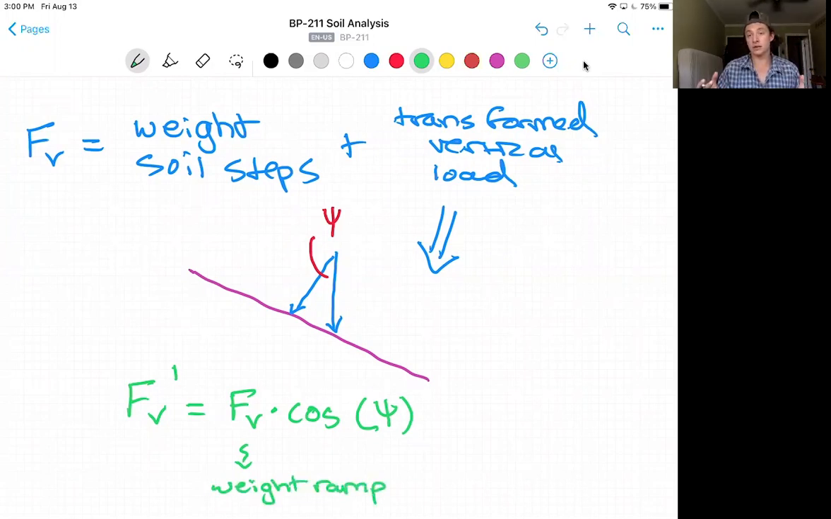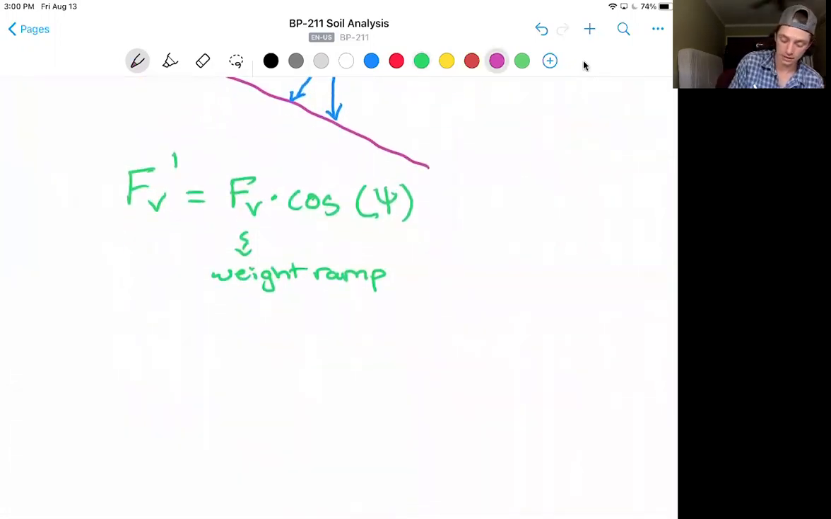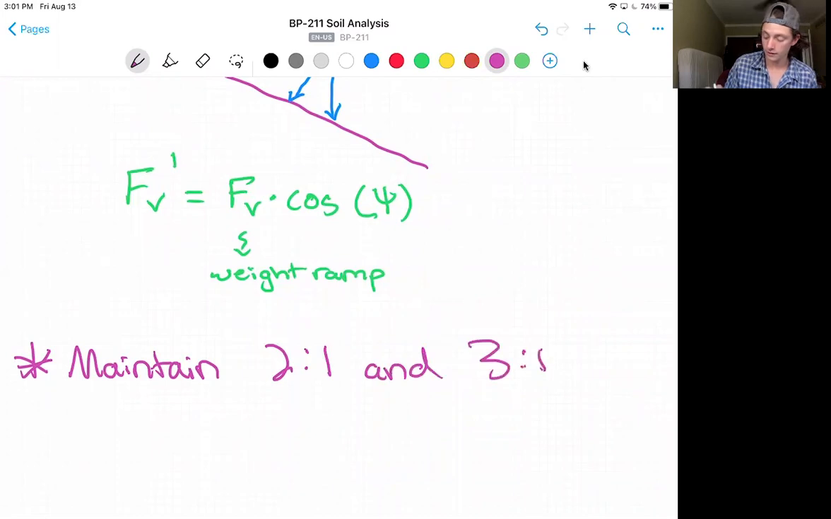Now, this check isn't completely fleshed out because we're still figuring it out on our end. And this is a new thing for EIA bridges, but a general rule to follow when making the steps is to maintain between 2 to 1 and 3 to 1 slope when you are making these steps.